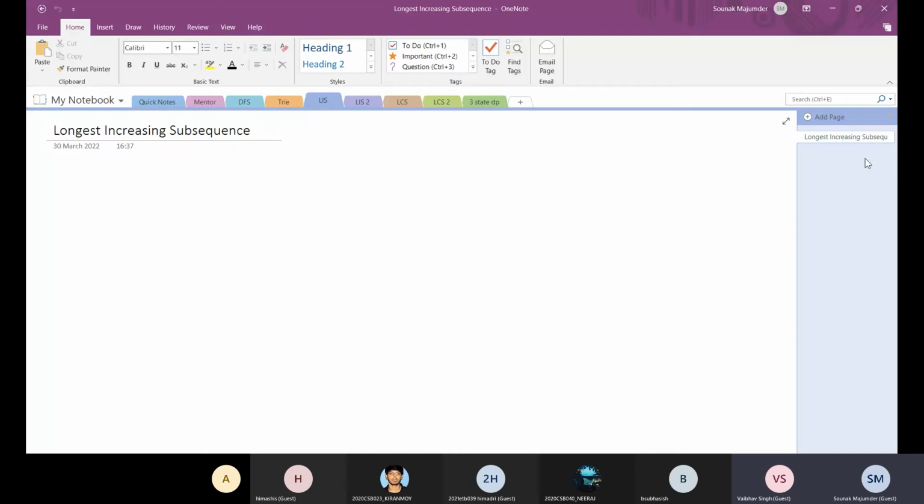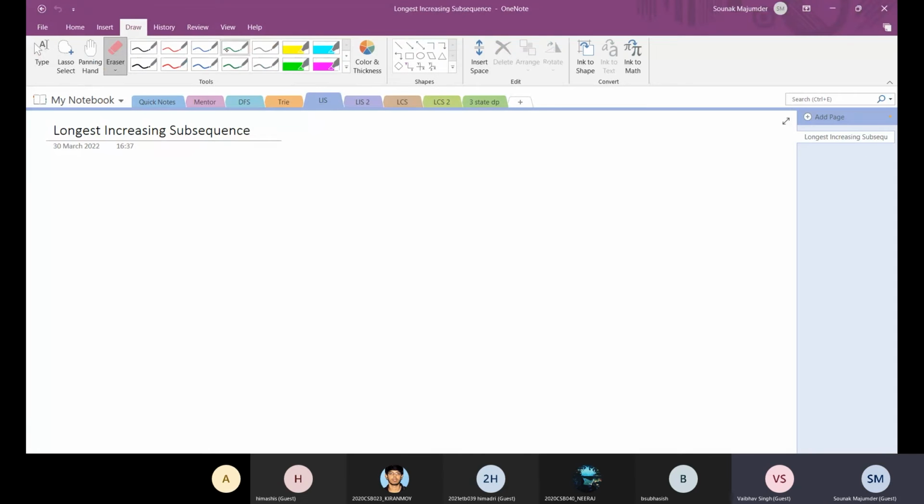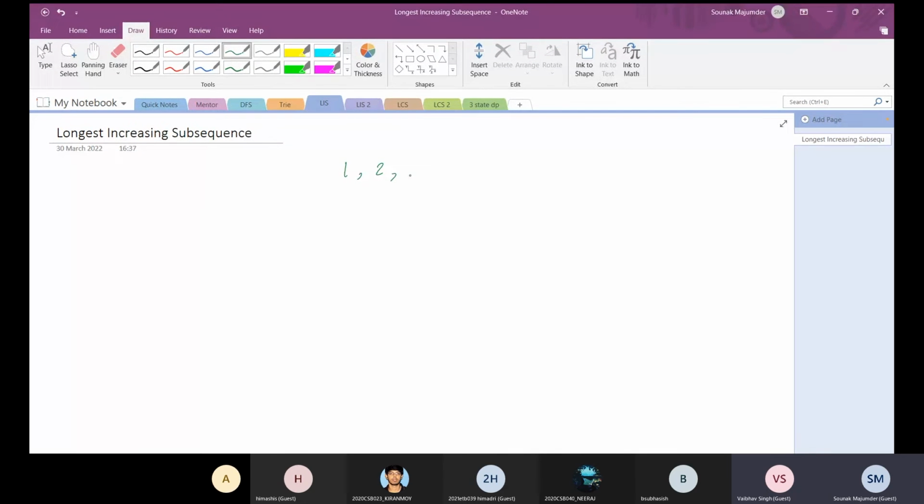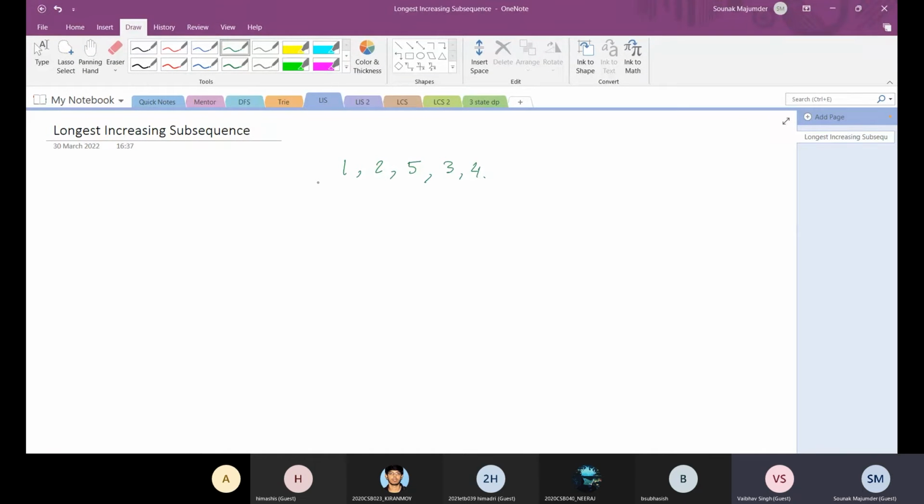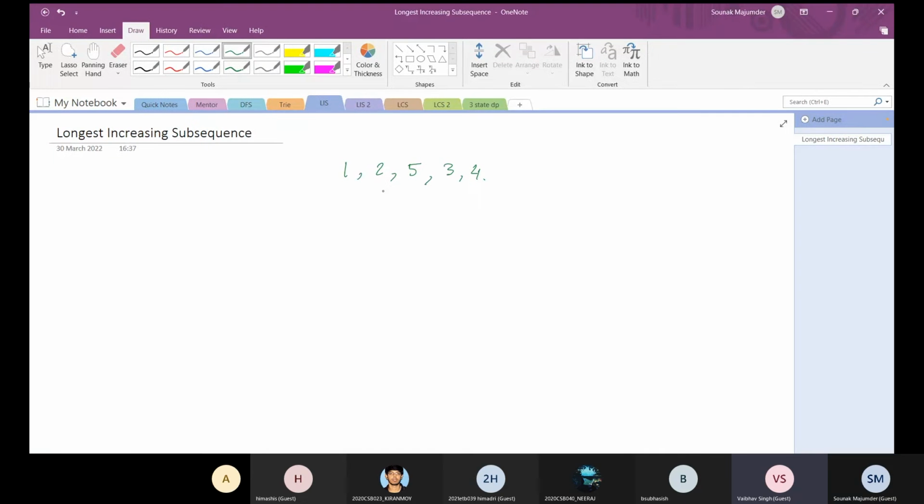So longest increasing subsequence. Let's first understand what is a longest increasing subsequence. If I write a number array, say 1, 2, 5, 3, 4. So the longest increasing subsequence is that we have to choose some numbers from a given array, such that each of the numbers is greater than the previous number chosen. So if I choose the numbers say 2 and 5, then this is an increasing sequence 2, 5, because 5 is greater than 2.